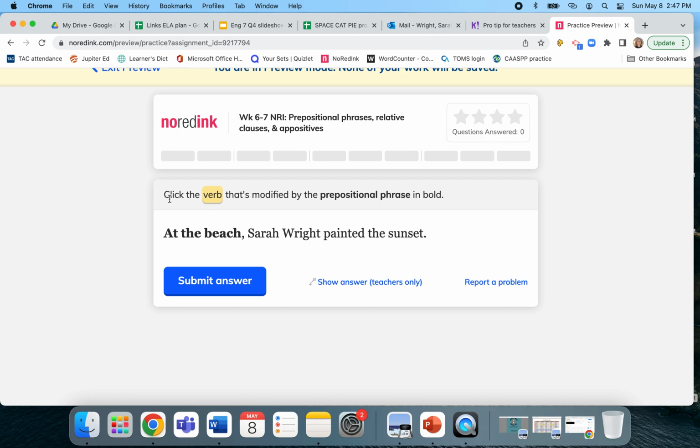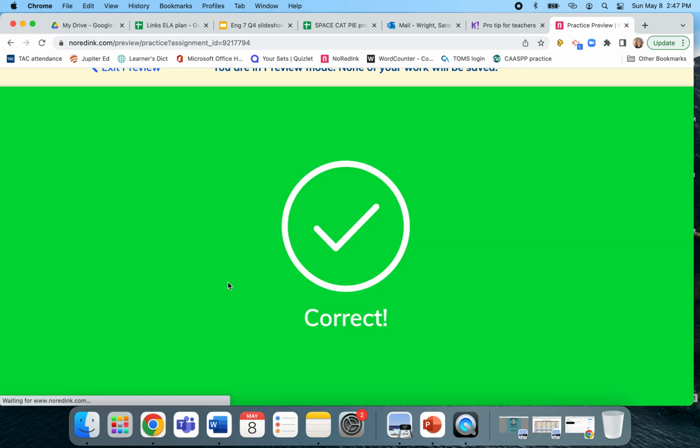So in this one, right, we always have to read the instructions. Click the verb that's modified by the prepositional phrase in bold. All right, so I just know that that's something that you can do and nothing else. So I really don't even have to read the sentence that much, right? It's the only verb in the sentence, so I know that's it.